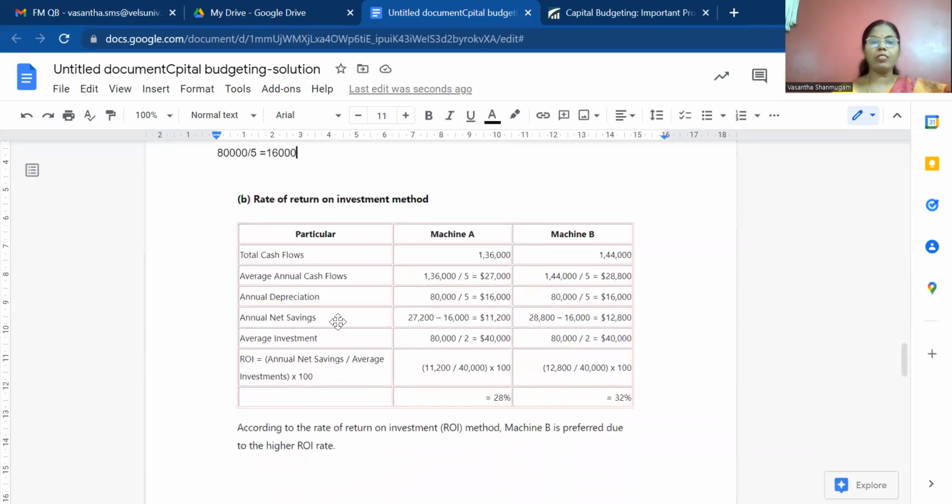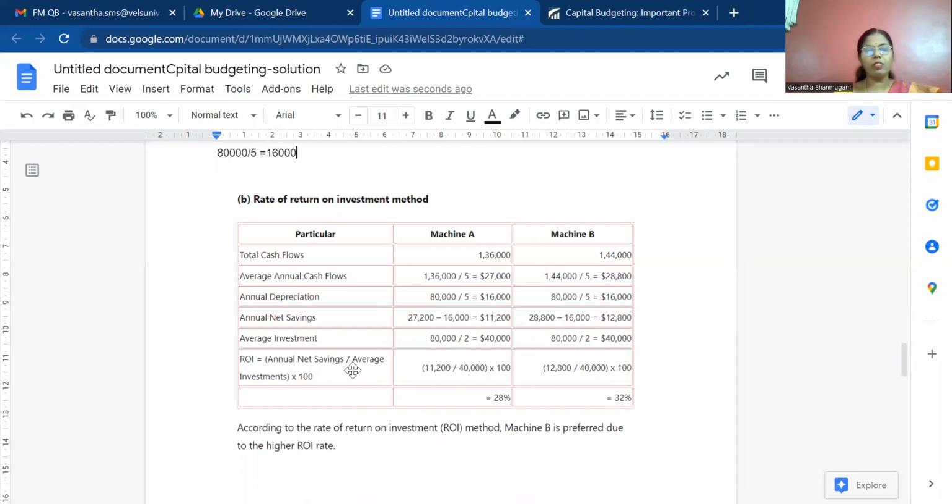Now what is your saving? Cash inflow minus depreciation. So 27,000 minus 16,000, you are getting 11,200. This is the annual savings after depreciation. Similarly, here also, the average cash inflow is 28,800 minus depreciation of 16,000. You have to deduct the depreciation from the annual cash inflow. You will be getting 12,800.